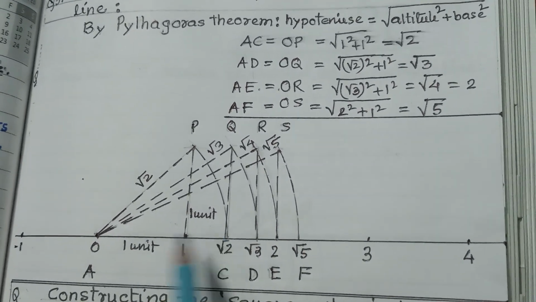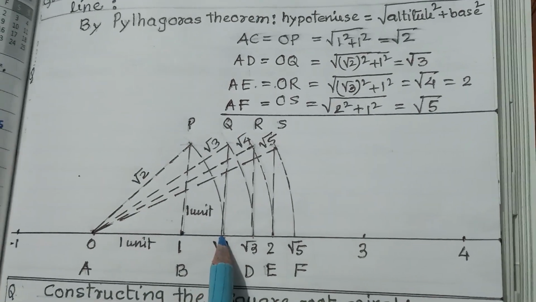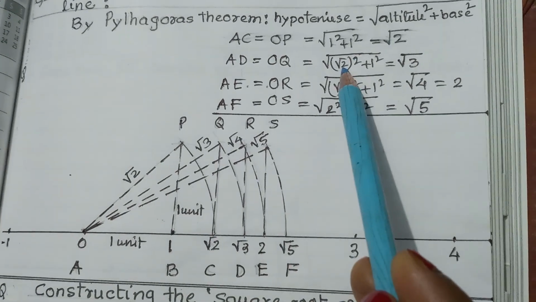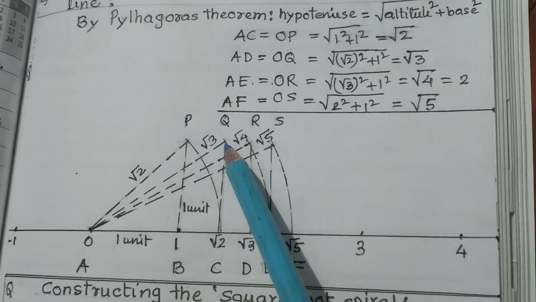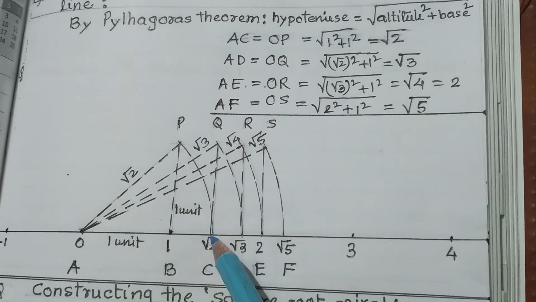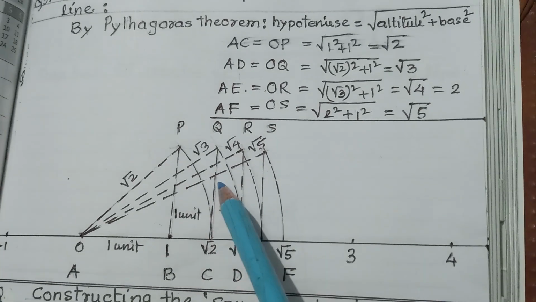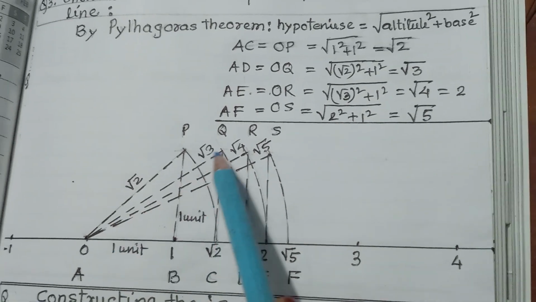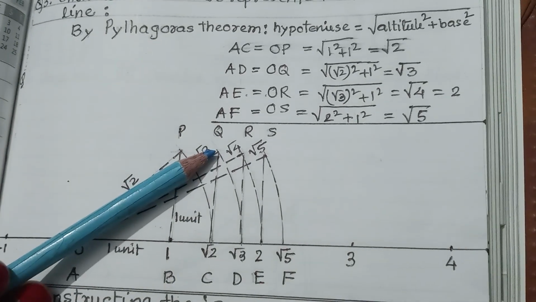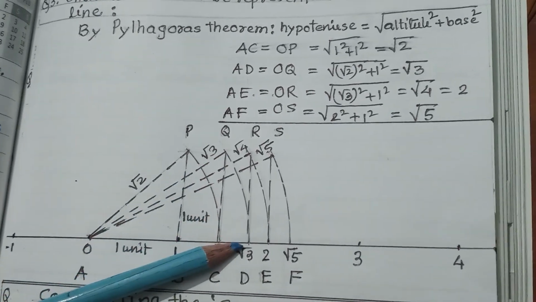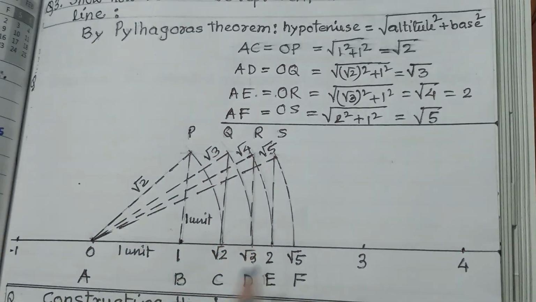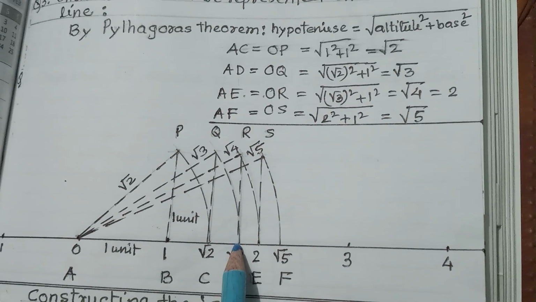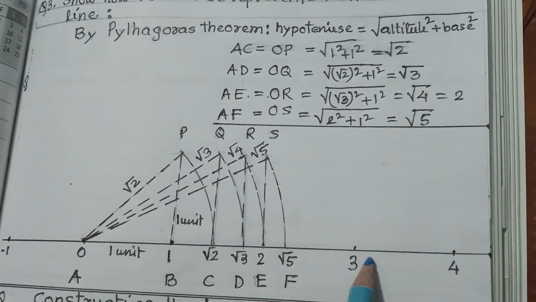Next, this length is root 2. So next is root 2 square plus 1 square. Again here you have to draw the perpendicular. That is 1 square plus root 2 square, it is under root 3. Now taking this length, you draw with compass, this line will come. So it is root 3. This point is root 3 on the number line.